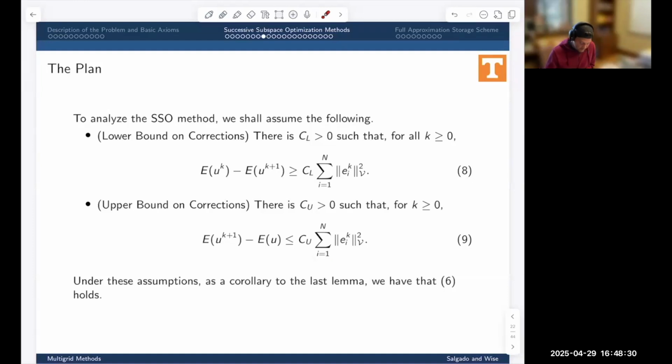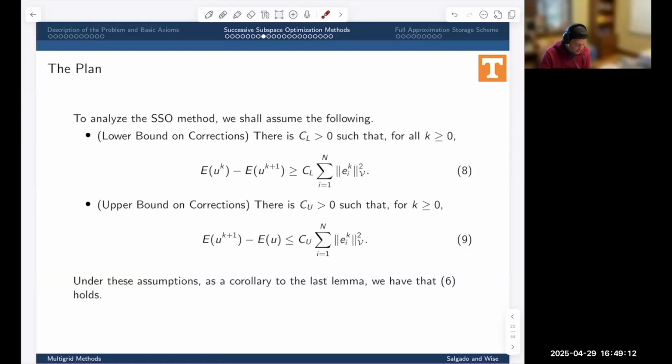Okay, so what are these called, and how are they useful? 8 is called a lower bound on corrections. There exists a C_L greater than 0 such that for all k greater than 0, E(u_k) minus E(u_{k+1}) is greater than C_L times the sum over i equals 1 to n of these corrections. And by sum of corrections, I mean the sum of the norms squared of the corrections, the norm of e_i^k squared.